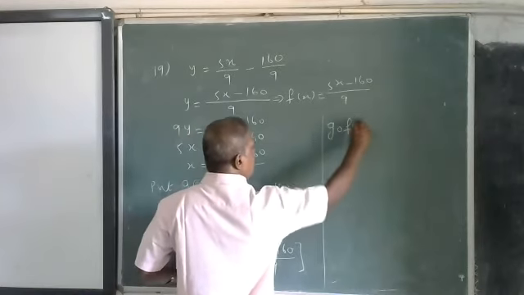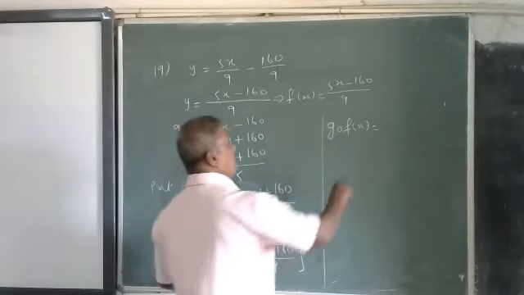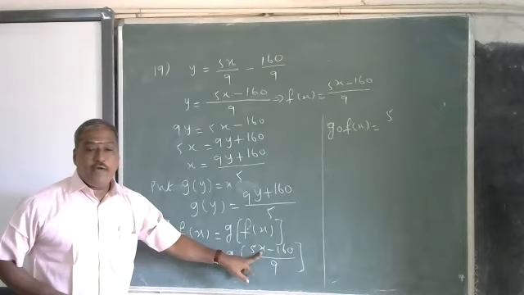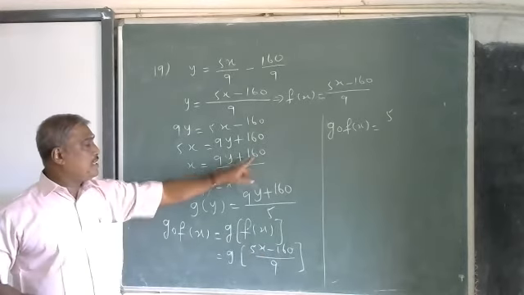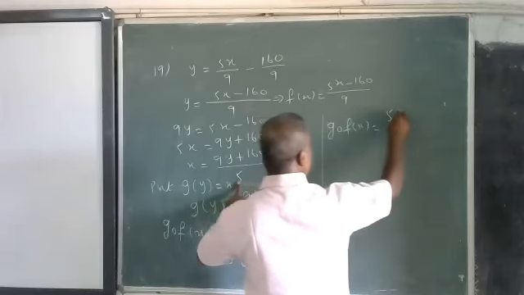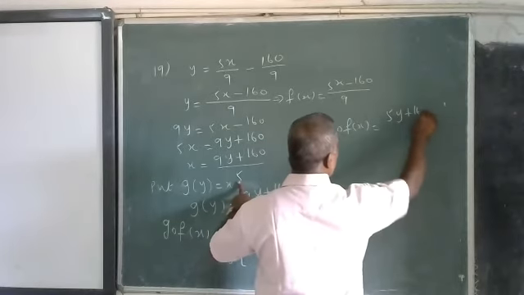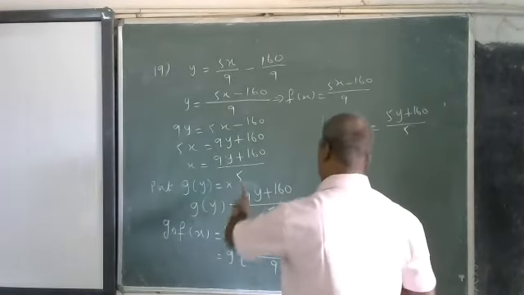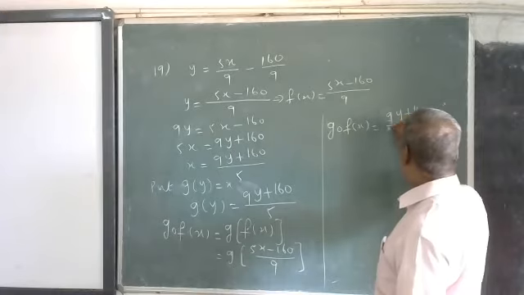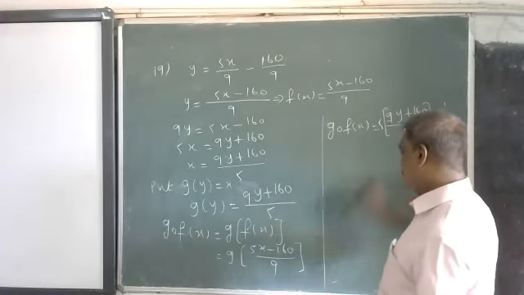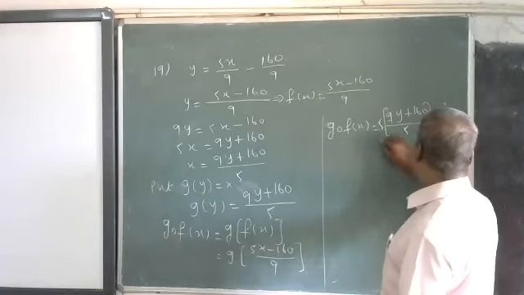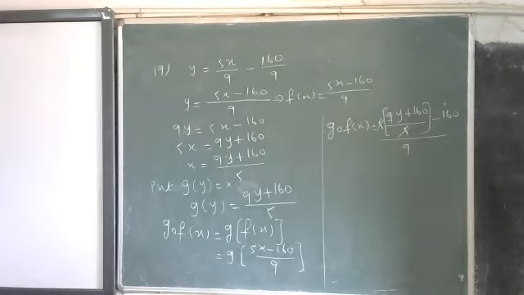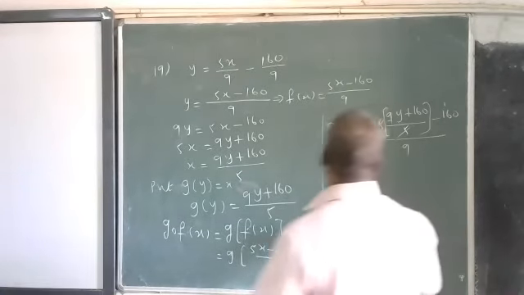g dot f of x equal to 5 times, because the x value of 5x is clear, into the x value (9y plus 160) divided by 5, with 9y plus 160 by 5, where y is replaced by (5x minus 160) divided by 9. The 5 cancels with the 5, and the 9 cancels with the 9.